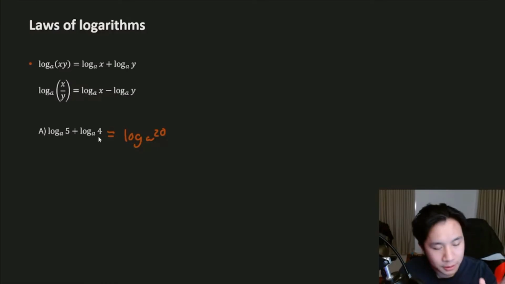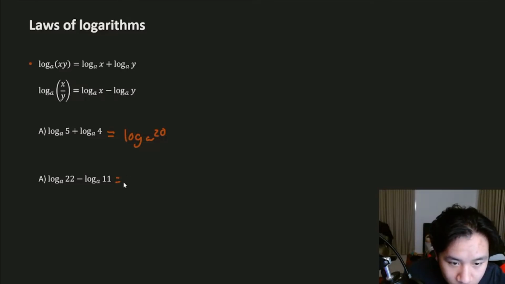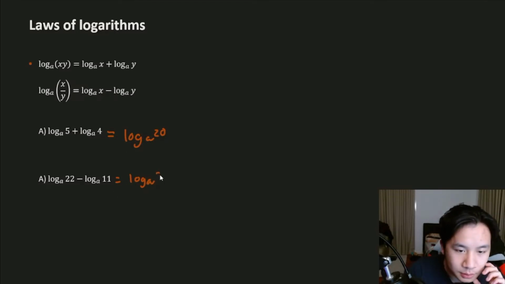That's literally it. And hopefully it's clear for the minus case. You divide, because remember in this one we times. So this one you want to divide the numbers. So in this case it will be log_a of 22 divided by 11. That's just 2. So log_a 2.